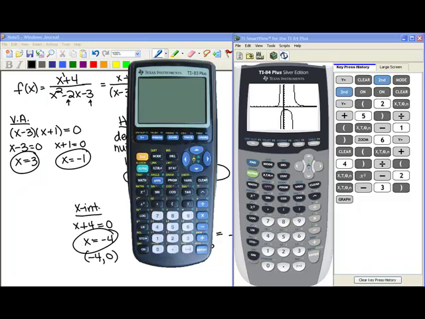I'll go ahead and graph the function in the TI-83 calculator. Make sure you do not forget your parentheses. And you see we get the same graph. It does look a little bit different with the vertical asymptotes drawn, but we basically have the same thing on the TI-83 and TI-84.